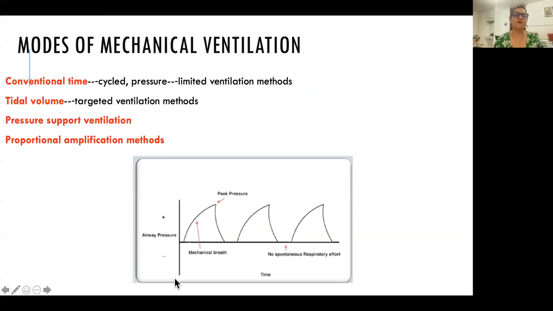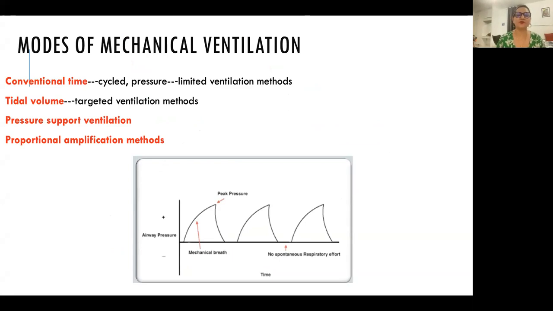Okay, so when we use the conventional modes of ventilation, they were time cycled, pressure limited ventilators. And then, as I said, we try to target the tidal volume by either TTV mode or a volume guarantee mode, so that when the baby's compliance starts improving and we continue to give the same pressure, we don't cause volume trauma. So to take care of that.